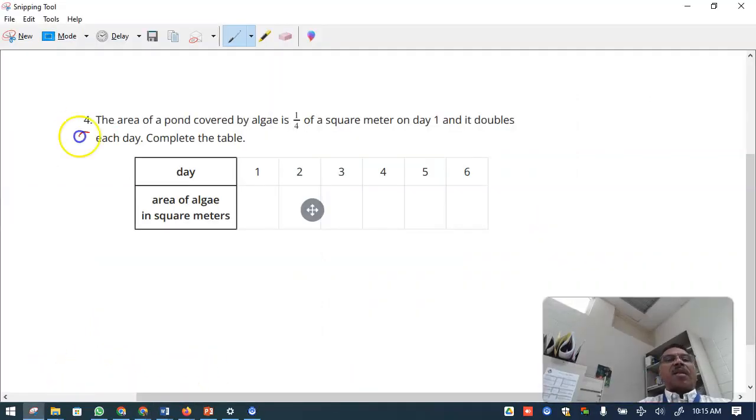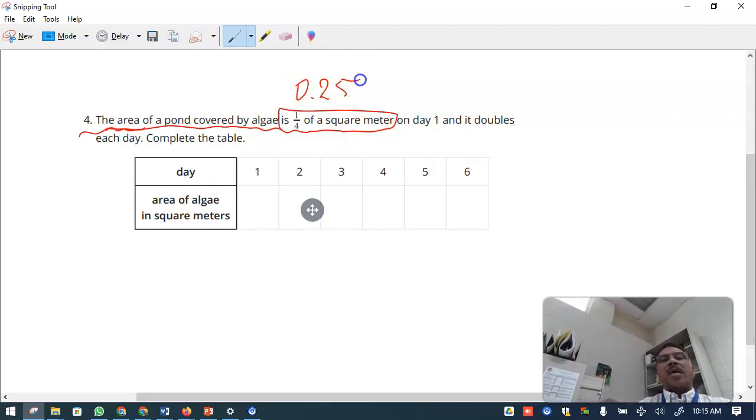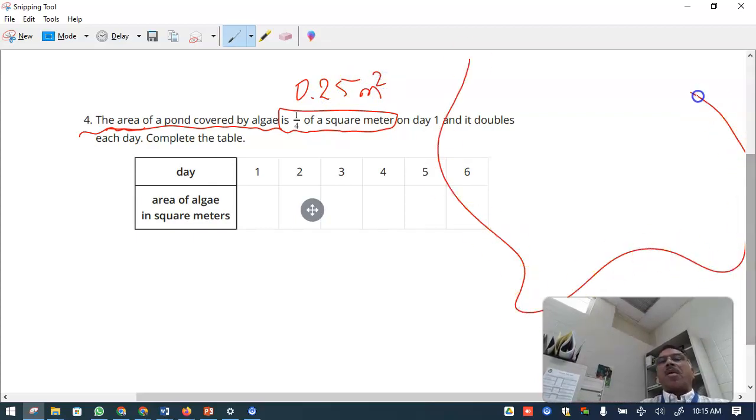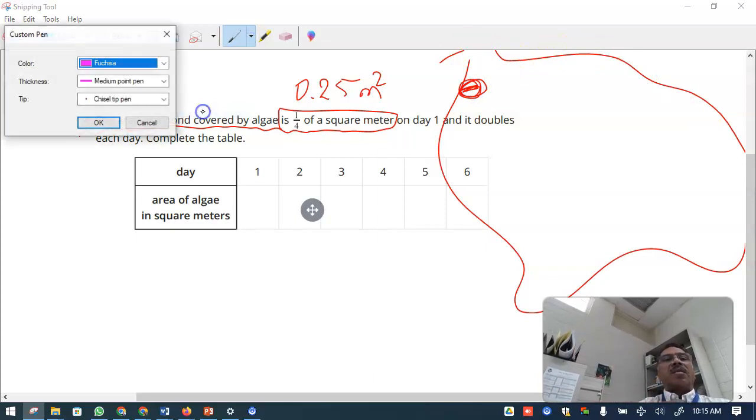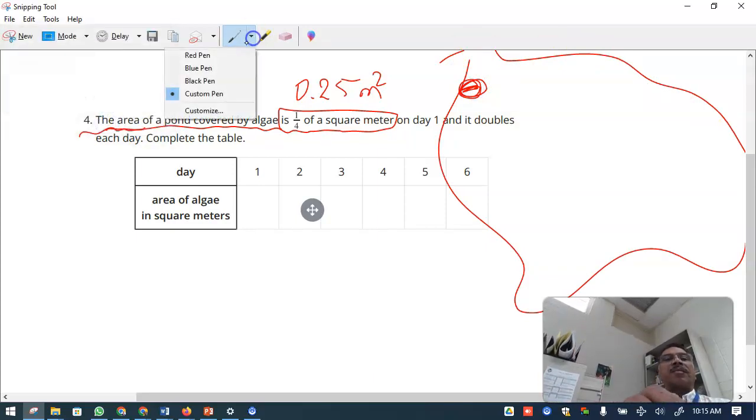Question number 4 is just a repetition of what we did earlier. The area of a pond covered by algae is 1/4 of a square meter. So that means 1/4 of a square meter, so it's like 0.25 square meter. So let's see, this is a big pond and there is a little piece here which is filled with algae. I can use a green color for this maybe.